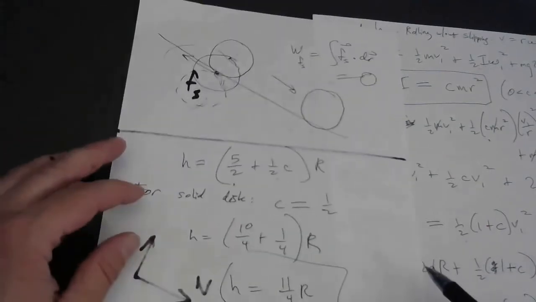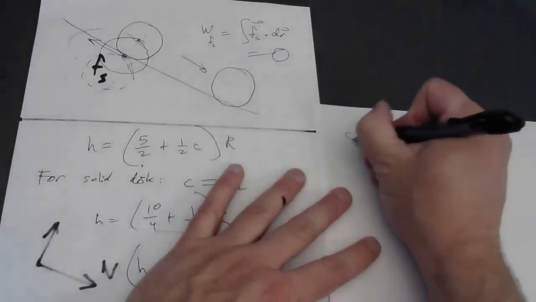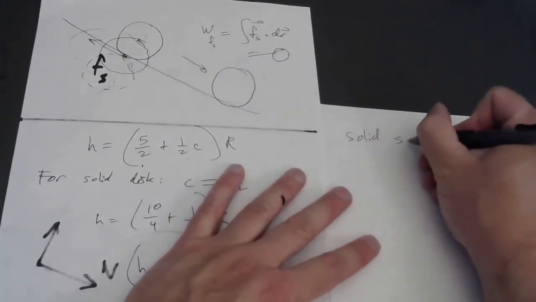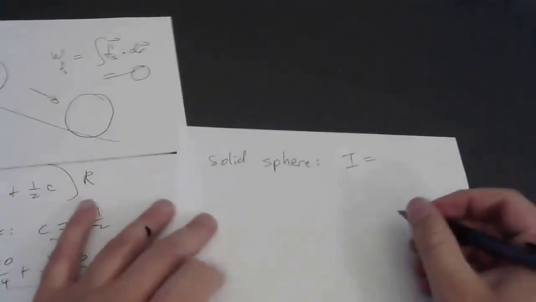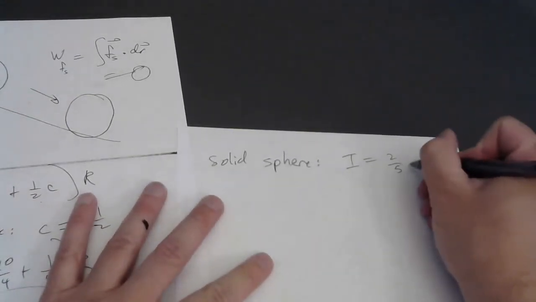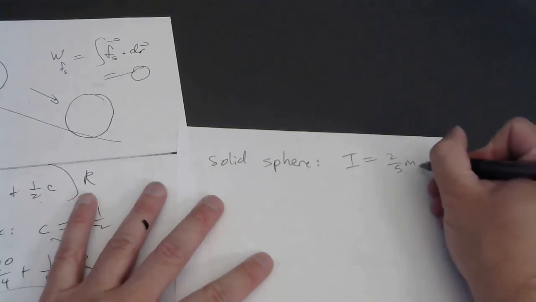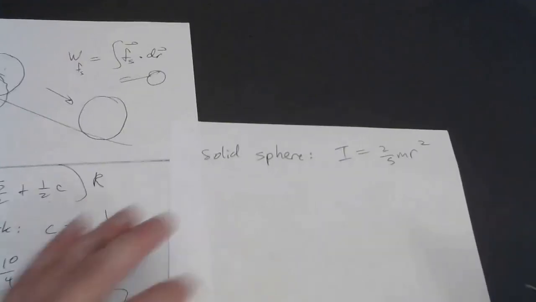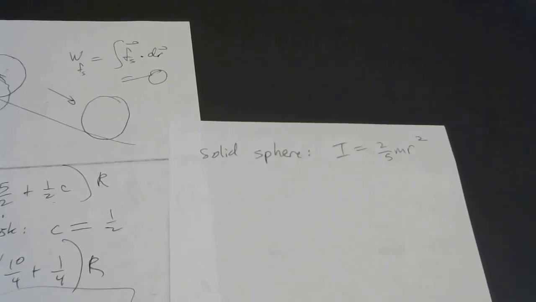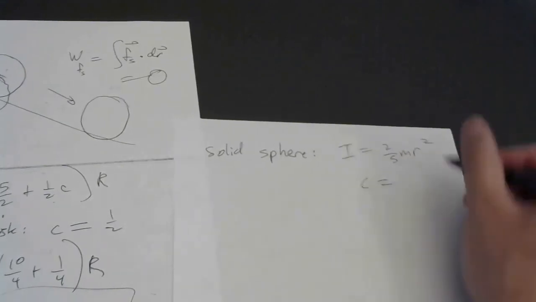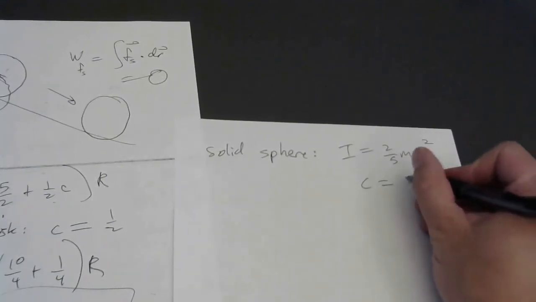Now, if you wanted to figure out how high a solid sphere, in other words, a ball, like a wooden ball, would have to be dropped from, well, the moment of inertia for a solid sphere is 2/5. I think that might be derived in your book. We didn't do it because it requires a little more calculus. Instead of 1/2, it's 2/5 mr squared. You could use that for planet Earth as well. So the constant c has a value of 2/5 for the sphere.